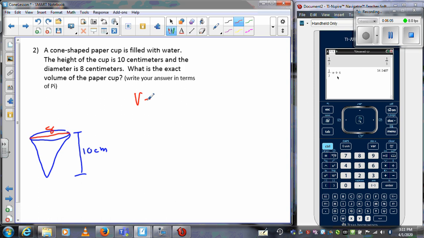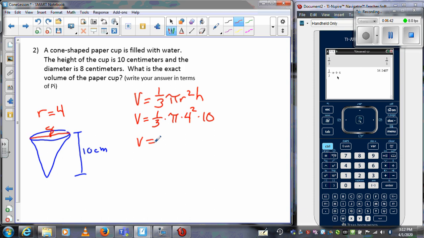So my formula, V is equal to, I forgot a very important thing here, 1/3 pi r squared h. So V is equal to 1/3 times pi times your radius. Now your radius here is not 8. Diameter is 8. Radius goes halfway across. So radius only goes halfway. That would be 4. Half of 8 is 4. So 4 squared times 10.